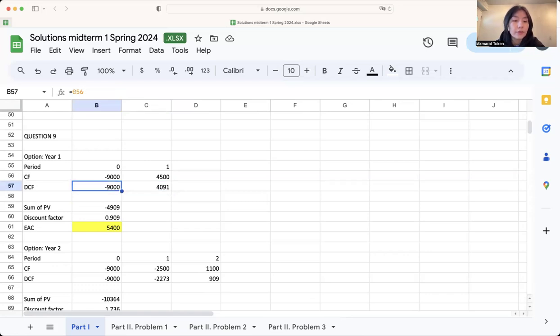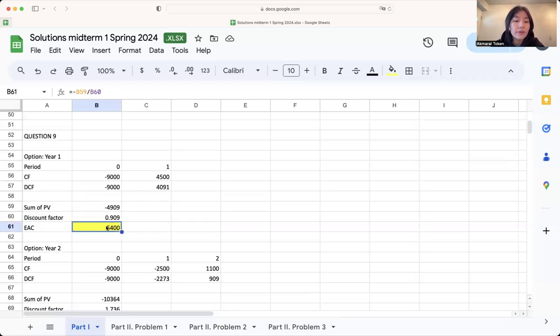So discounted cash flow for the year 0 is minus $9,000, and for the first year, 4,091. So the sum of these two figures gives us minus $4,900, and the formula for equivalent annual cost is sum of costs divided by discount factor. So how do you find a discount factor? For the option that contains only 1 year, you just divide 1 by 1.1. So the discount factor for this option is 0.9.